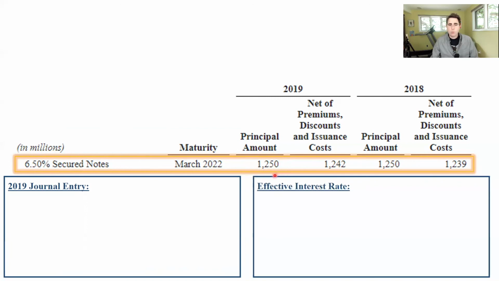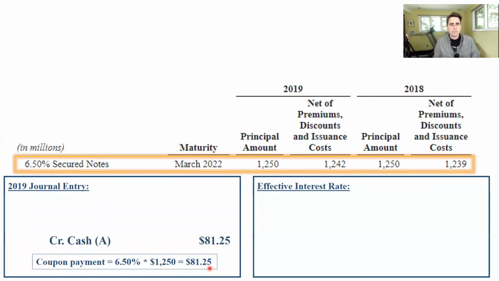So when you take 6.5% times 1,250, you get the amount of the coupon payment, which is $81.25. And this is all in thousands or millions or something. But I'm just going to pretend that we don't need to multiply by 1,000 or something like that. So 81.25 is the amount of the coupon payment. So let me start filling out this journal entry with a credit to cash of $81.25.